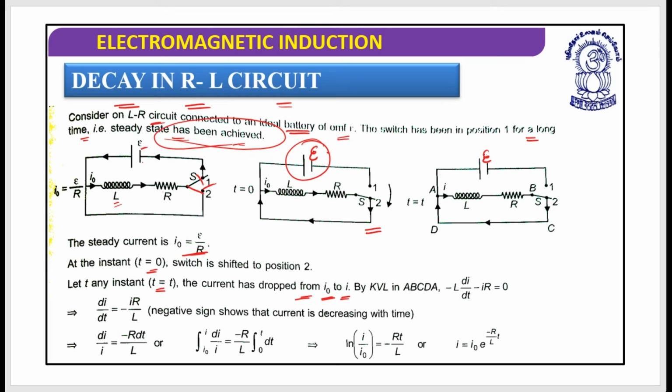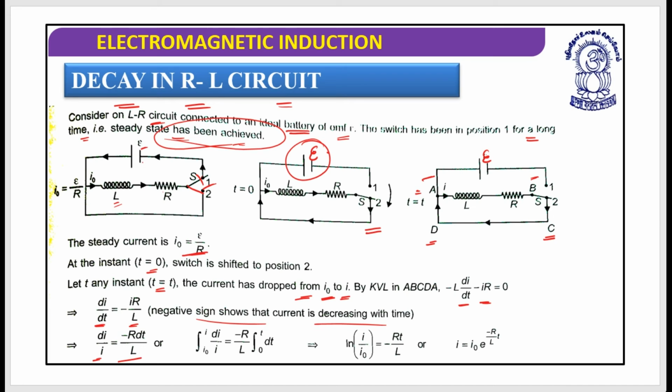Let's have a look. Applying the KVL loop to A, B, C, D and A, we get minus L di by dt minus IR equals 0. If I write it, di by dt equals minus IR by L. The negative sign represents that the current is decreasing with respect to time. So di by I equals minus R dt by L, as you can see.